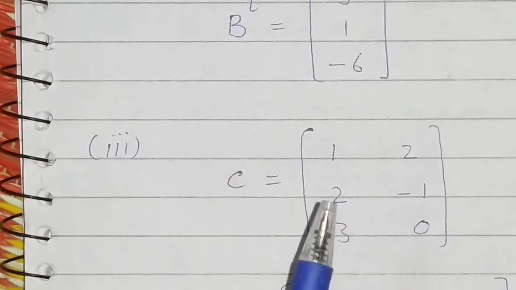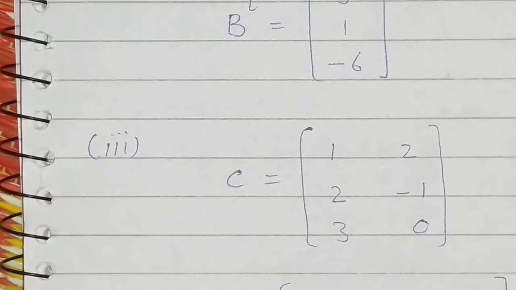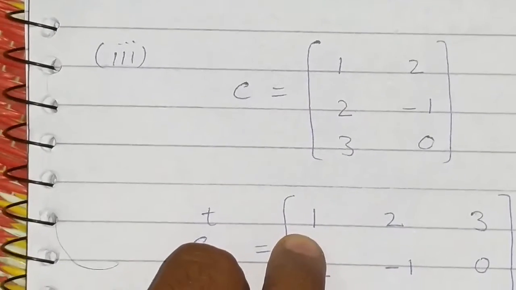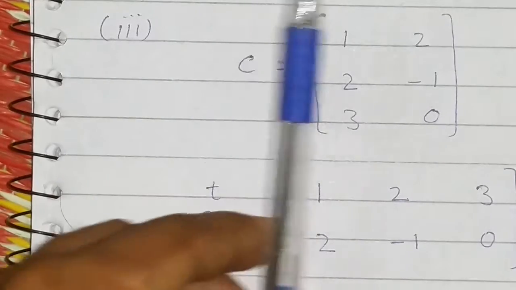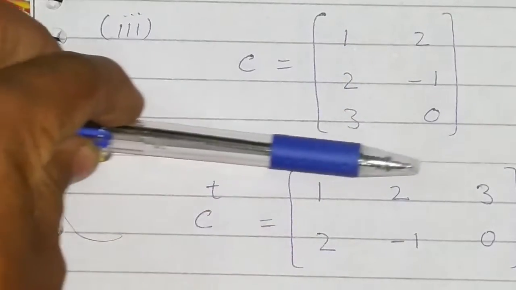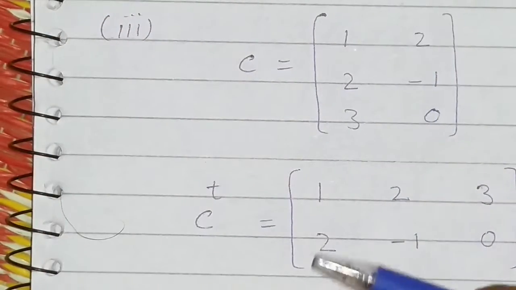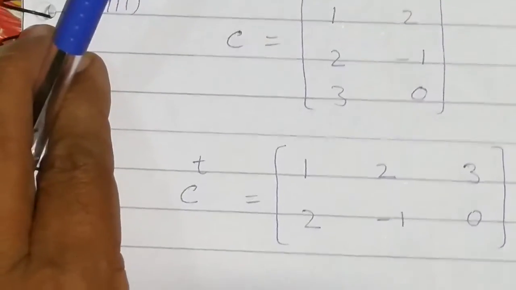You can either convert columns to rows or just rows to columns. Only one thing. Here this first column is made into a row and the second column is made into a second row. So it is the transpose of C.